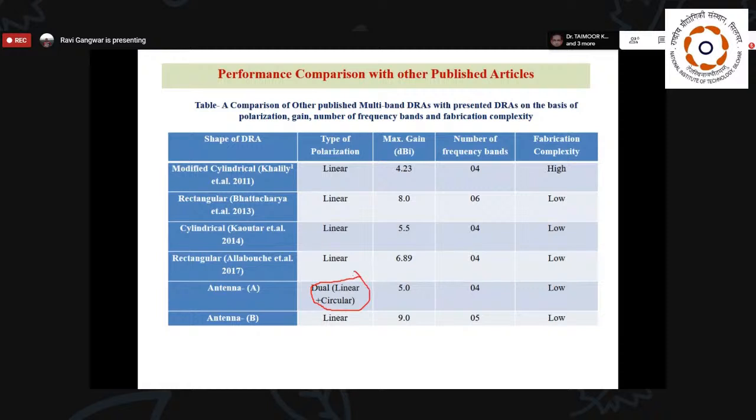That means linear along with their circular polarization. And here we are able to get their 4 band. In the antenna B, we are able to get their 5 different band.